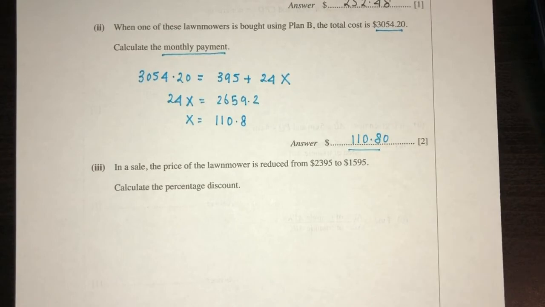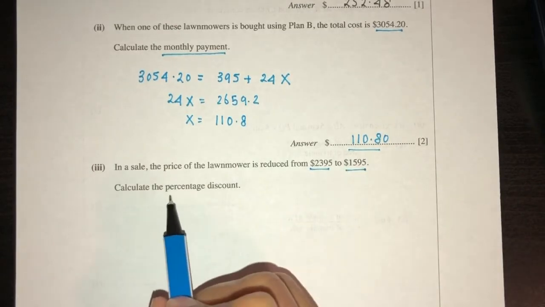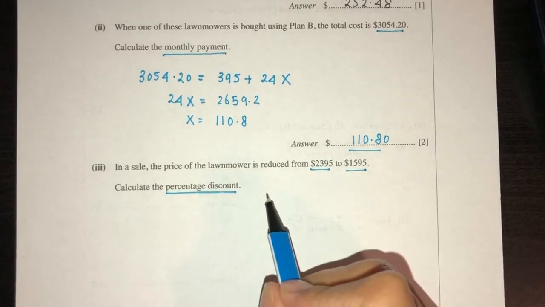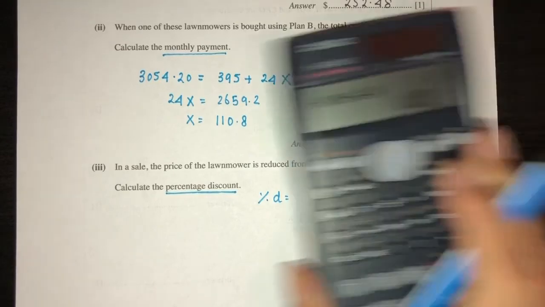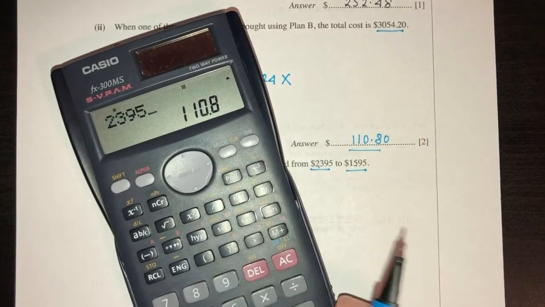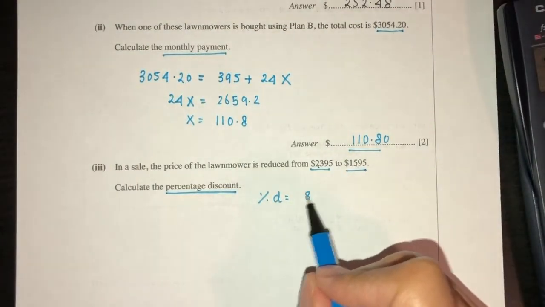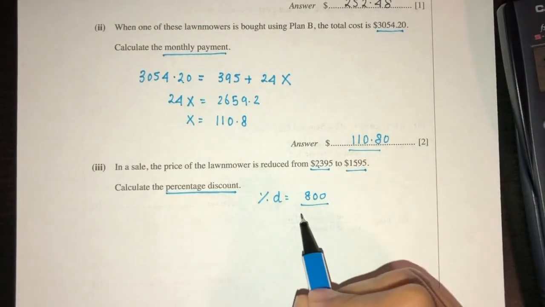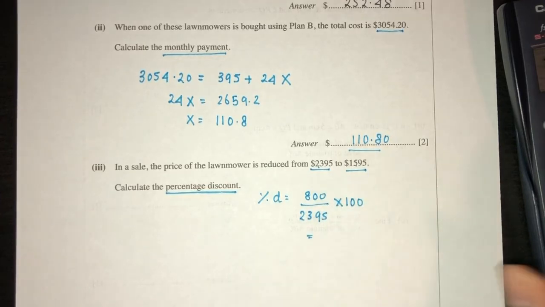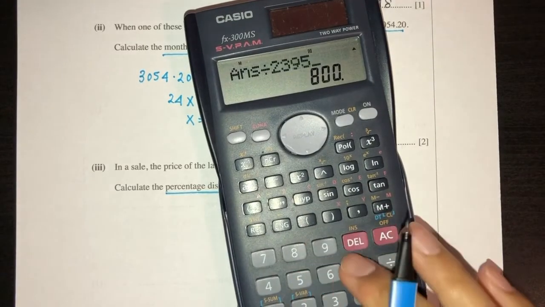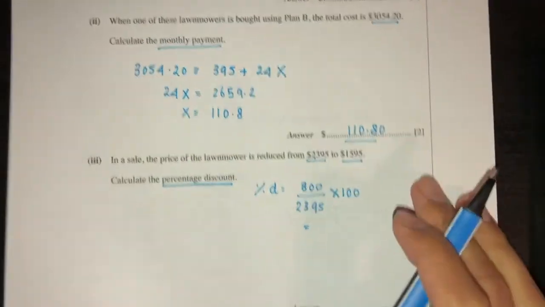Now for part 3, in a sale, the price of a lawnmower is reduced from this to this. Calculate the percentage discount. Pretty easy. So first, what is the discount? Have this minus this. So 2395 minus 1595, that should be $800. Divide by the initial value times 100 for the percentage. That should be about 33.4% discount.